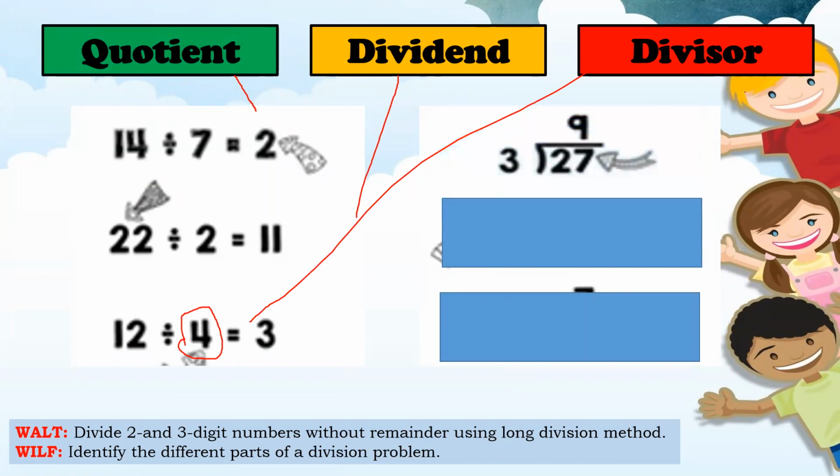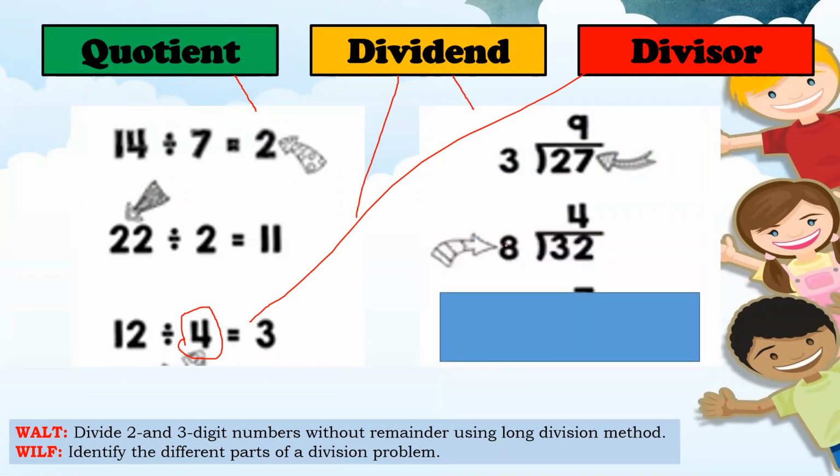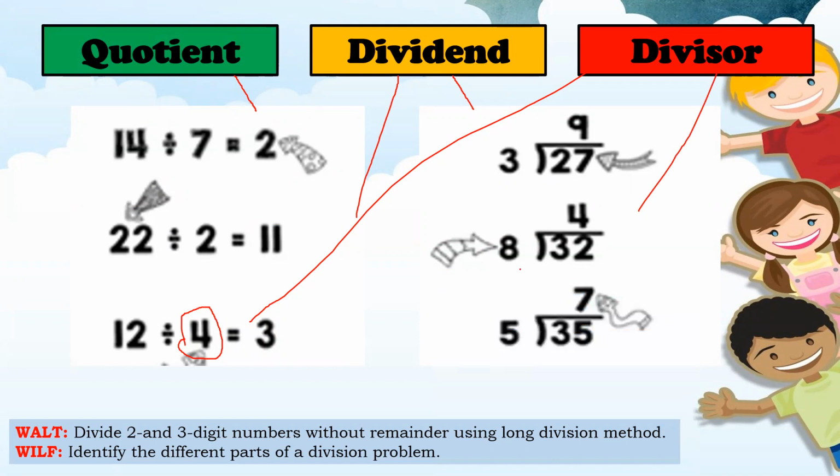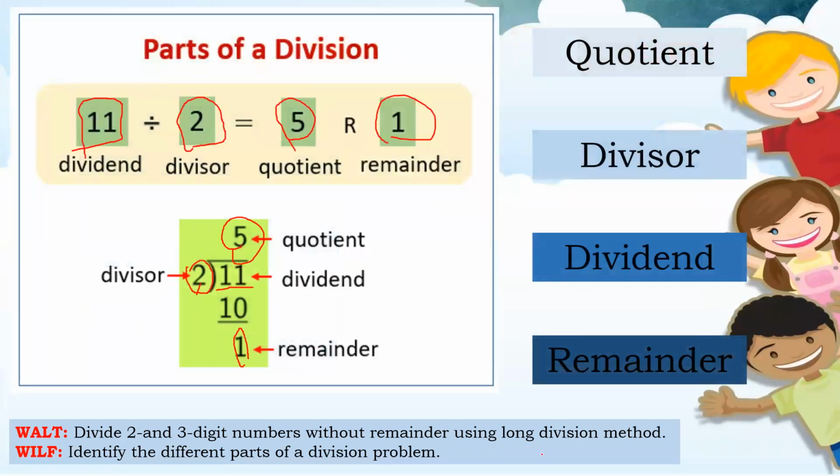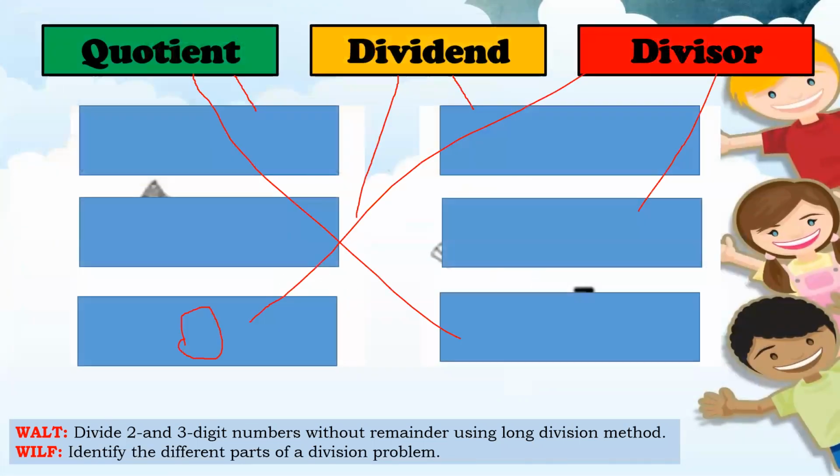Next, 27 here is what? Okay, it's our dividend. We will check afterwards. 8 is our divisor. Okay, and 7 is our quotient. So let's get back to our previous slide to see if our answers are correct. Dividend, divisor, and quotient. Excellent all.